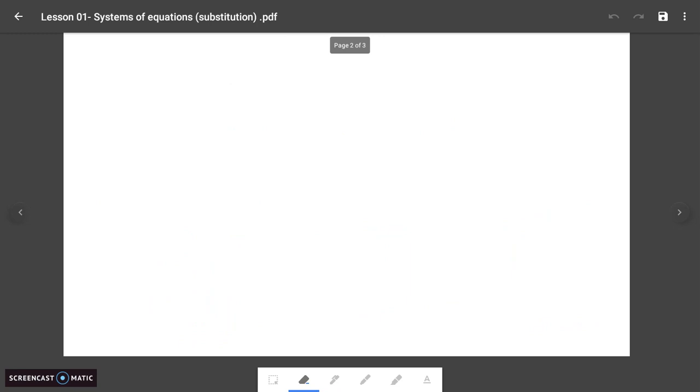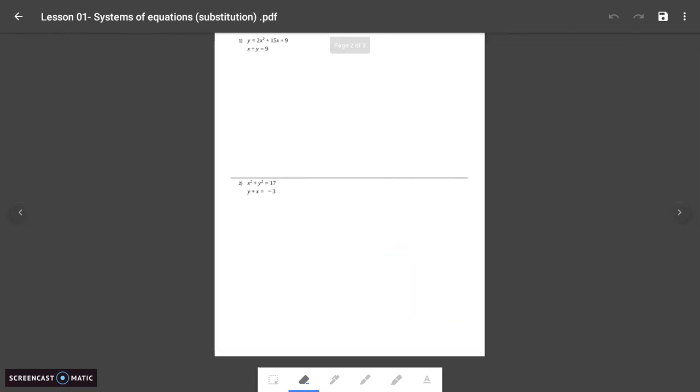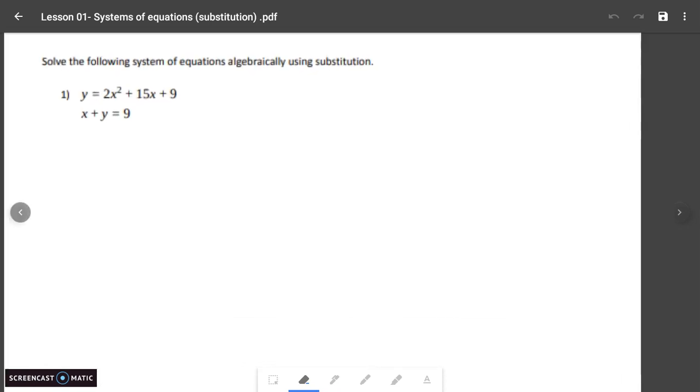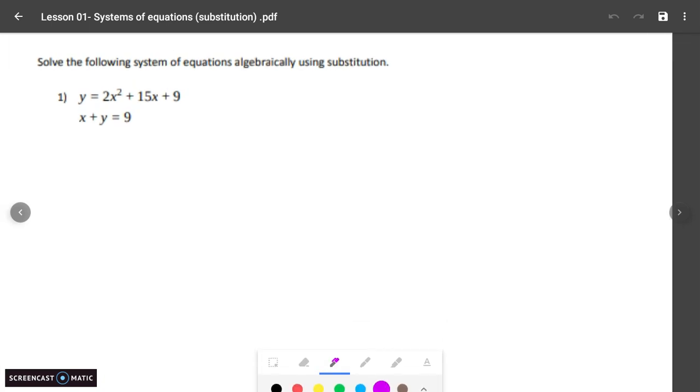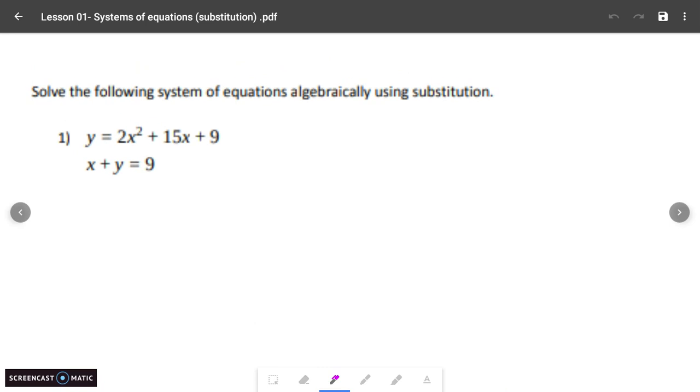Now we're going to look at some other examples of this. So we have two equations yet again. Now, in this case, y is not by itself on the bottom, but it is on the top. So this whole thing is equal to y. We're going to plug that right in.